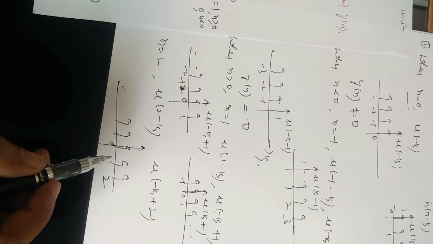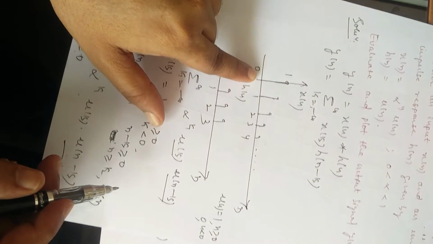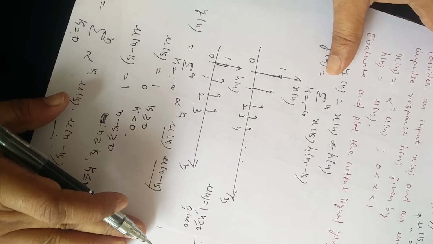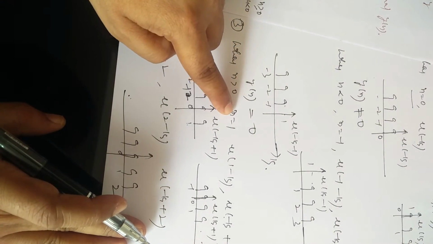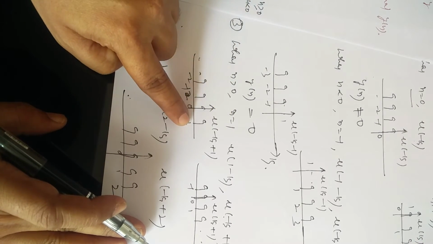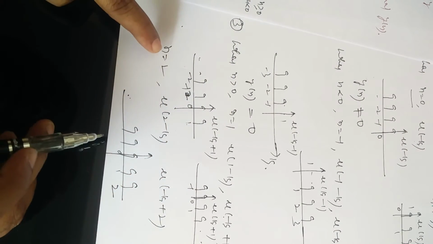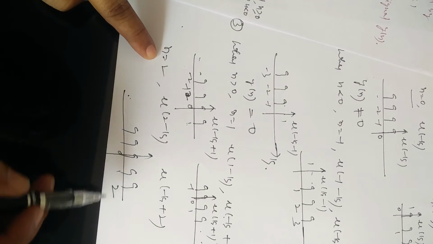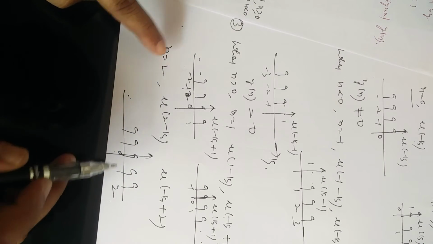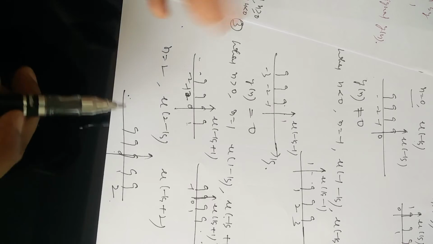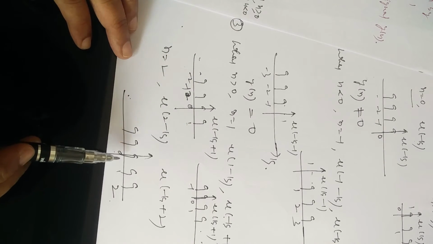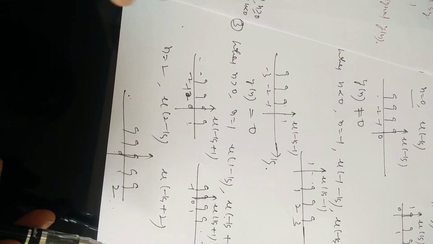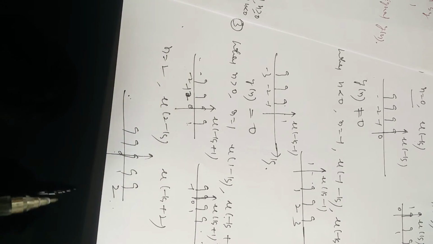Then multiplication is possible. The first signal does not exist less than 0. That's why multiplication is possible only from 0 to 2. See here, when n was 1, multiplication is possible up to 1, from 0. When n was 2, multiplication is possible up to 2, from 0. That means when n was 1, multiplication is possible at 0 and 1, and when n was 2, multiplication is possible at 0, 1 and 2. That means till the value of n, I'll get the answer here.